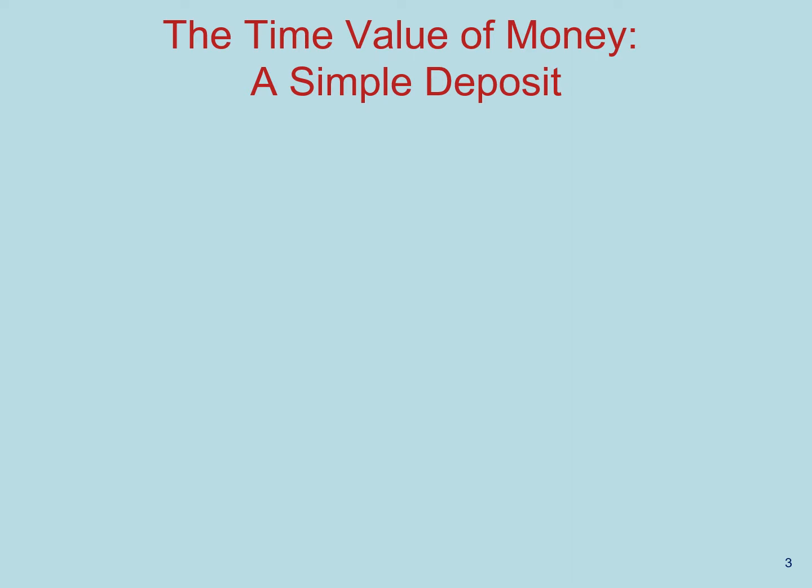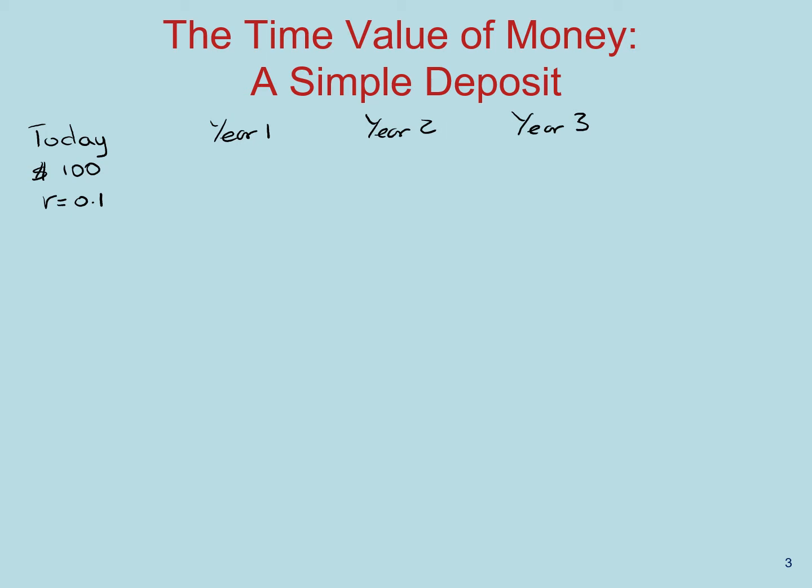Now, let's think about a simple deposit. Let's suppose that today you have $100 and you can put it in the bank and receive a return of 10%. This is in decimal form. Let's think about how that balance will grow in that bank account over time after year 1, year 2, year 3, and so on and so forth.